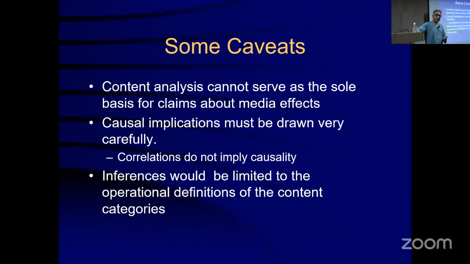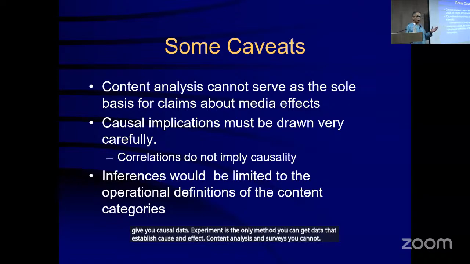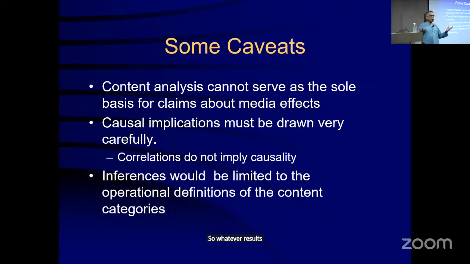And the other thing that I made very clear, or at least I hope I did, is that surveys and content analysis can only give you correlational data. They cannot give you causal data. Experiment is the only method with which you can get data that establish cause and effect. Content analysis and surveys, you cannot. So whatever results you come up with is just a correlation.